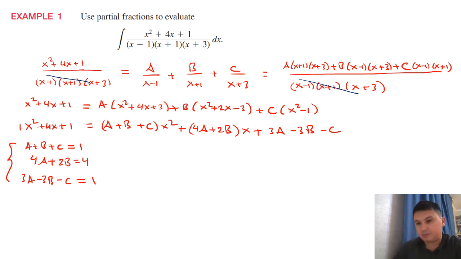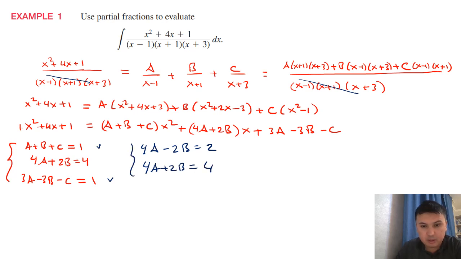If you know it from your linear algebra course, you can solve it that way, or you can do it by elimination. So let me do it by elimination. If I look at the first and the last equations and sum them up, the C and minus C will cancel. I get 4A minus 2B is equal to 2. And I also have 4A plus 2B is equal to 4. So from here I can sum them up. I get 8A is equal to 6, so A is equal to 3 over 4.